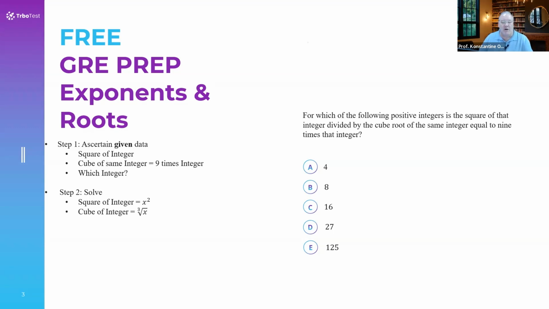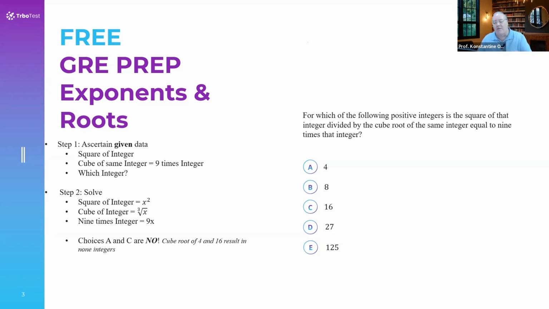Cube of an integer, of course, again, right into a math term. We have the cube root of the integer, 3 radical x. Then it says 9 times the integer. Well, we already determined that the integer is x, so we'll make it 9x. That's 9 times. So far, it's much easier because we can see it. But let's go ahead and plug those in.